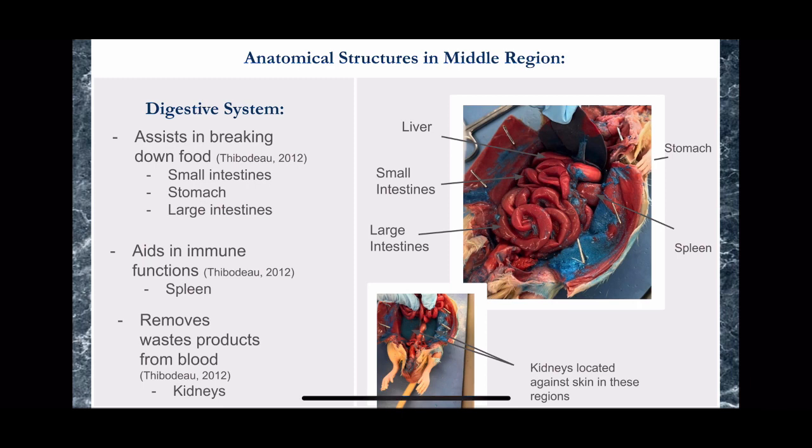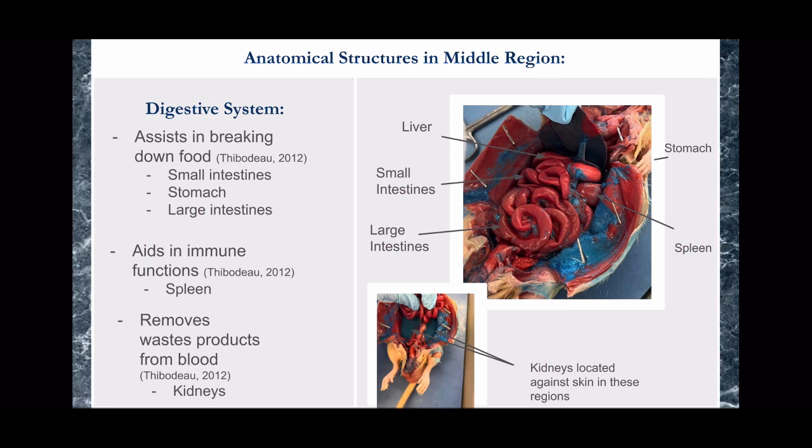A rat's digestive system is made up of many different structures that all serve a unique purpose. The small intestine, stomach, and large intestines are all closely connected, and they help to break down incoming food. The spleen is located near the stomach, and it aids in a lot of immune functions. It produces a lot of the immune cells that help to keep a rat healthy in its lifetime.